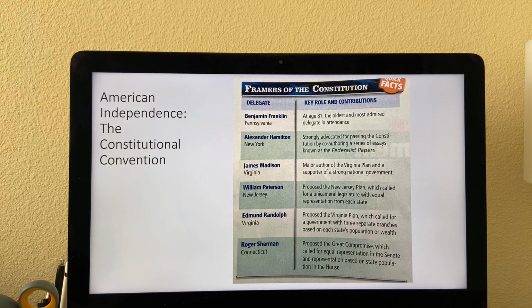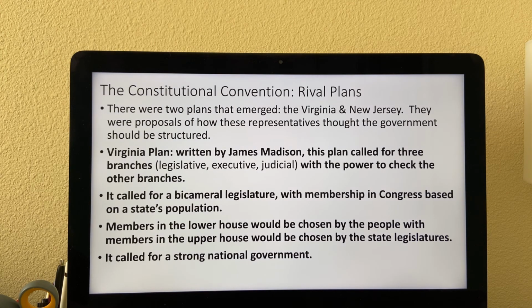Now, these are some of the people who were present. I've already mentioned Benjamin Franklin, Alexander Hamilton, James Madison, Roger Sherman, but we also have William Patterson. He proposes the New Jersey plan, which we're going to talk about in a second, and Edmund Randolph, who proposes the Virginia plan, which we're going to talk about in just a second. So there were two plans that suggested a way they wanted to organize the government, and they were proposed by two states, Virginia and New Jersey.